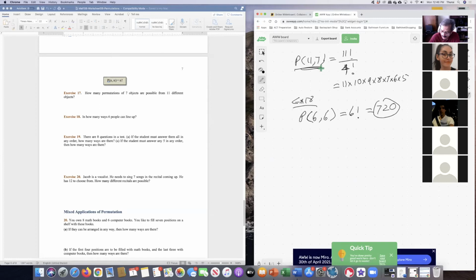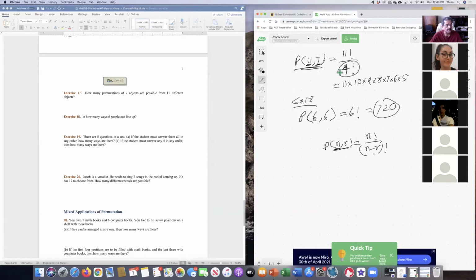The formula for P(n,r) is factorial n over factorial n minus r, right? So the numerator is the same as this. The denominator is n minus r. So 11 minus 7 is the 4. Okay, got it. All right. So you just apply the formula.